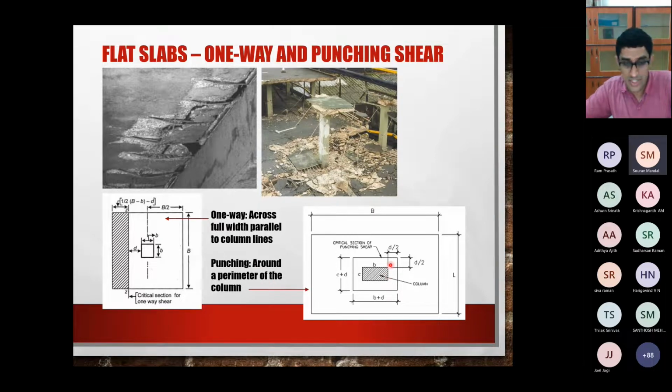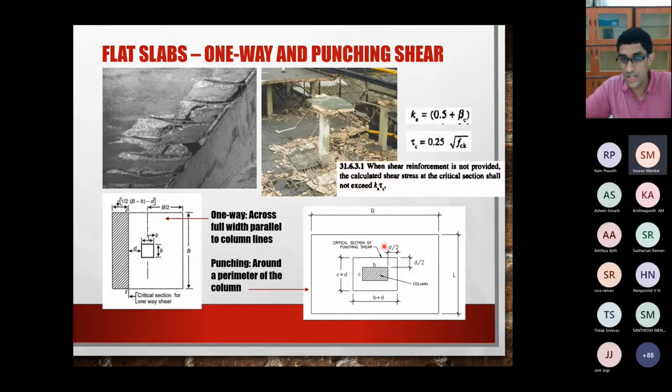The critical section, as compared to one-way shear, is here d by 2 from the face of the column, whereas there it was d. So you'll have to find the area of this face, this face, this face and this face, and add them together. That gives you the total area which resists punching shear. You need to check whether the shear stress which comes out of this is lesser than the shear capacity of this particular slab.